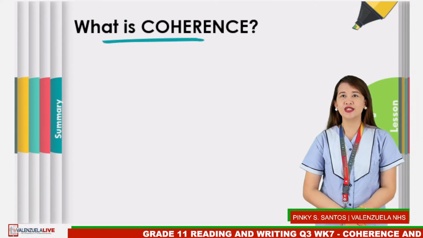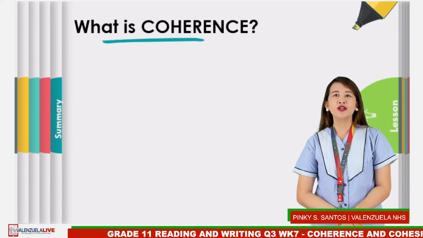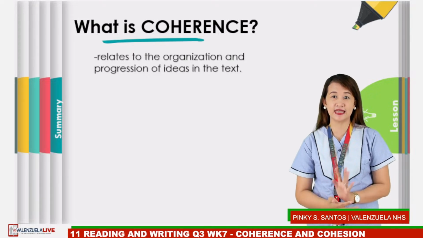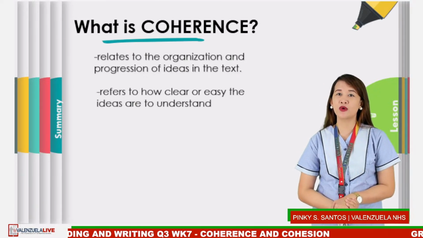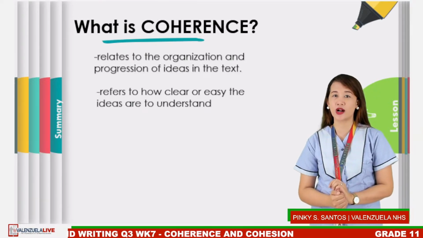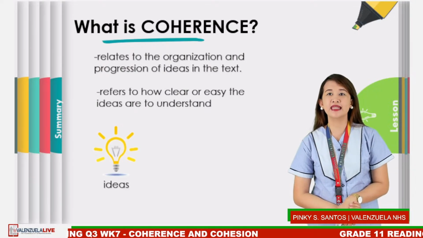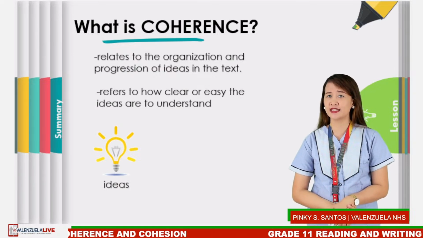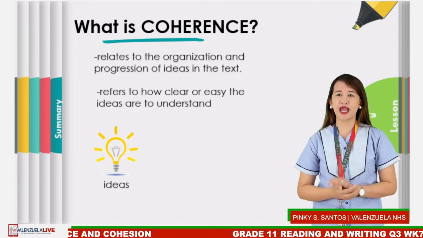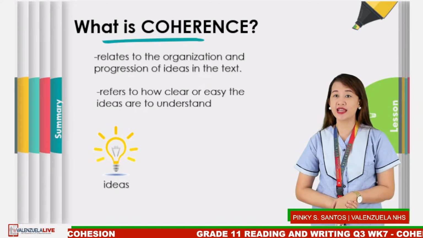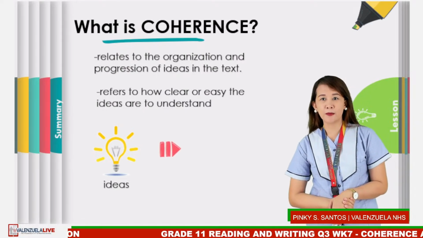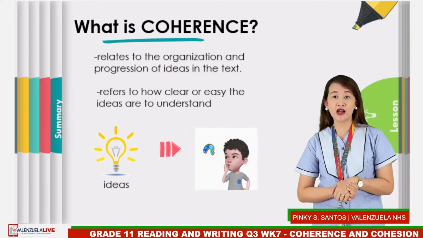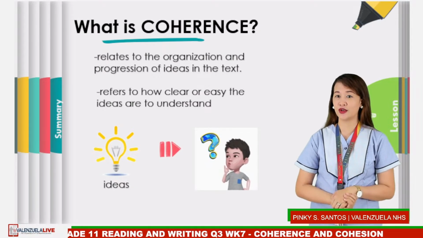Now let's go back to the definition of coherence. Coherence relates to the organization and progression of ideas in the text. It refers to how clear or easy the ideas are to understand. It is said to be easier to achieve cohesion than to achieve good coherence. Sometimes, you as a writer have a lot of ways to organize ideas, a lot of topics that you can use, which might be very clear to you, but might be unclear or confusing to the readers.